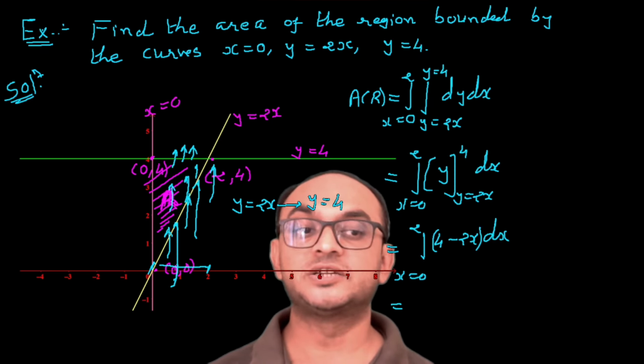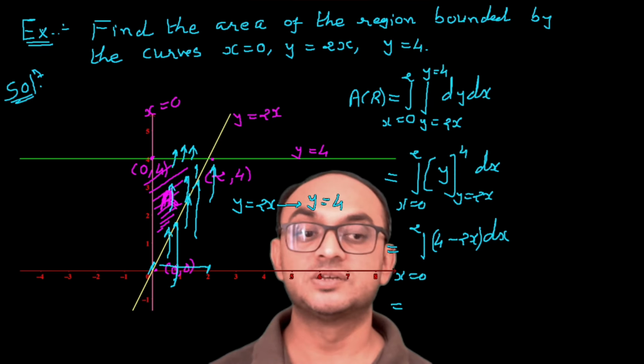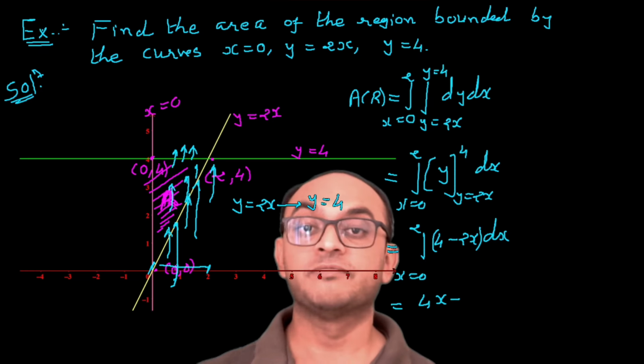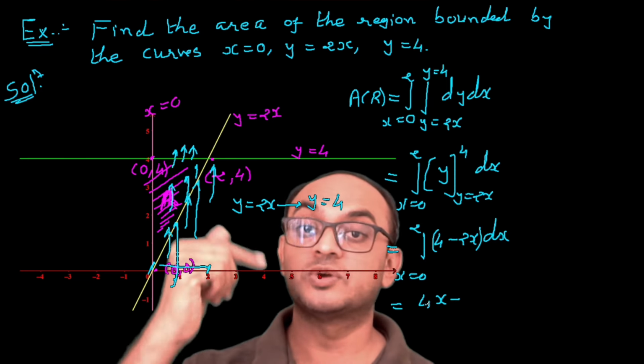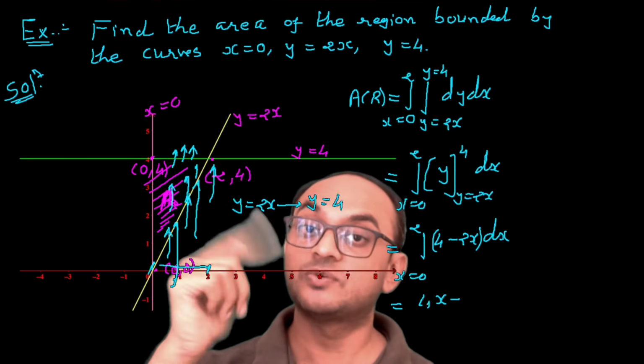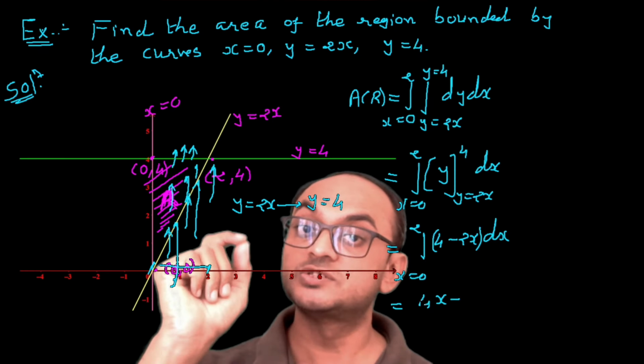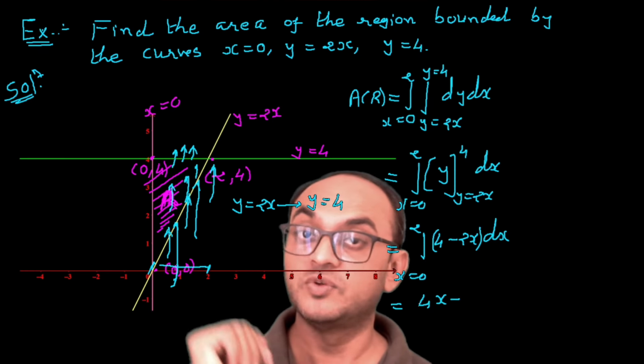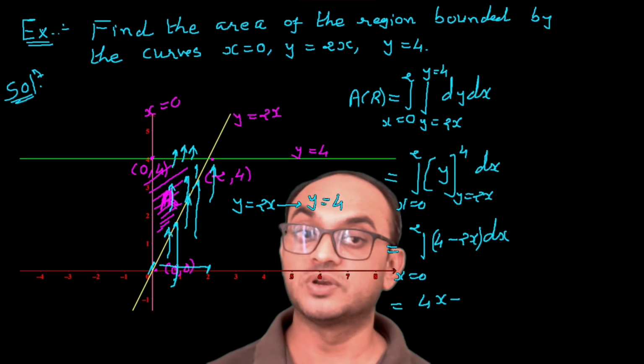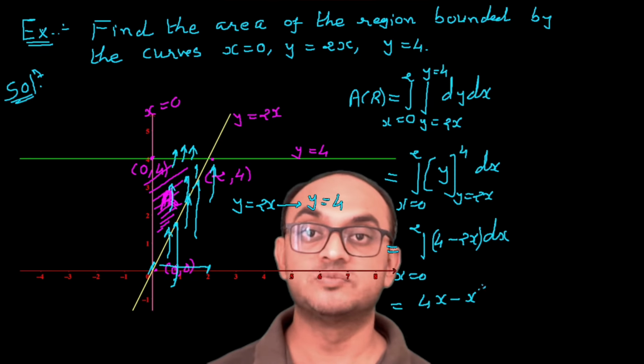Now what is the integration with respect to x? So the integration is 4 times x minus integration of 2x. So what is the integration of x? It is x square divided by 2. So the quantity is 2x square divided by 2. 2 and 2 will be cancelled out, so it becomes only x square. So 4x minus x square from x equal to 0 to 2.